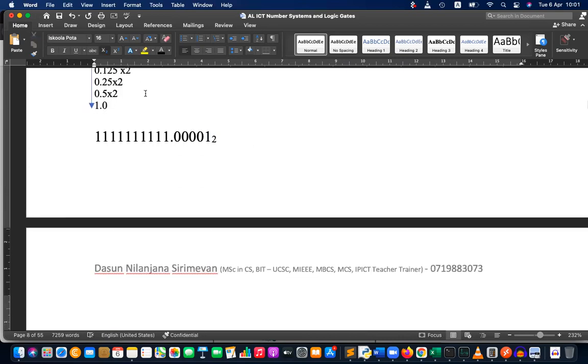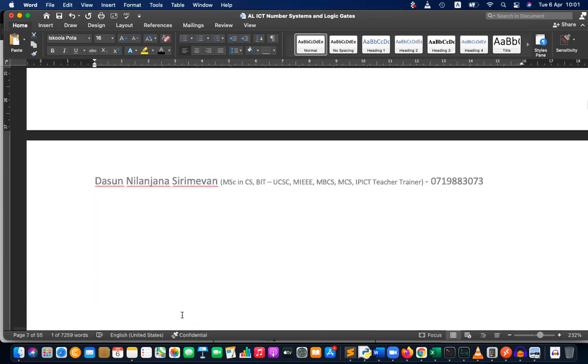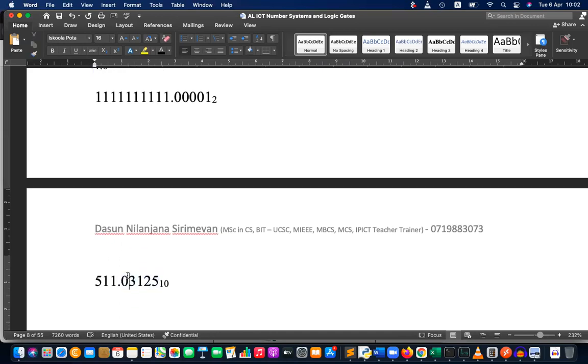There is another thing, right? When you calculate a conversion like this, you have 511 here. You know 511 is 1 less than 512. 512 is what? 512 is 2 to the power 9. That is 1 and 9 zeros. Then 511 will be 9 ones. Right. Then if you have something like 3125, you have 5, 3, 1, 2, 5. You know the answer now. How?